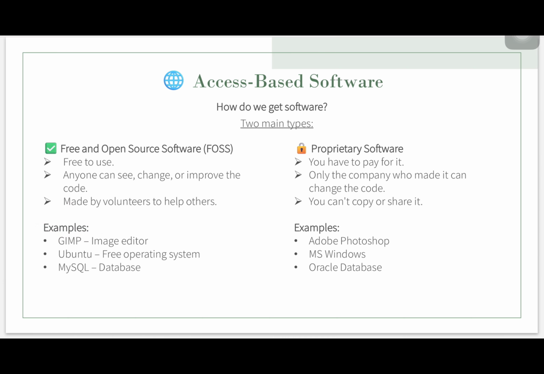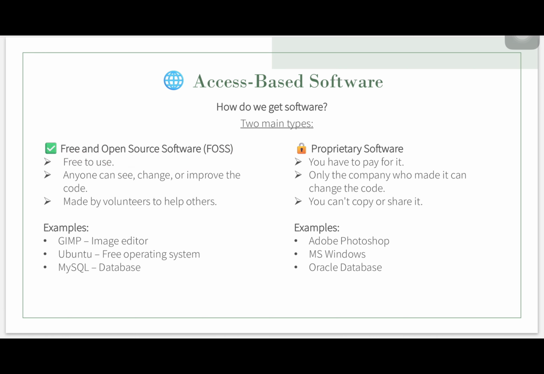Now examples: GIMP, an image editor. As I told you, GIMP is a free one. It is open source. Then Ubuntu. What is Ubuntu? As we saw in the last video, it is an operating system, and it is a free and open source operating system. And the next one is MySQL. It is a database, which is free and open source software.